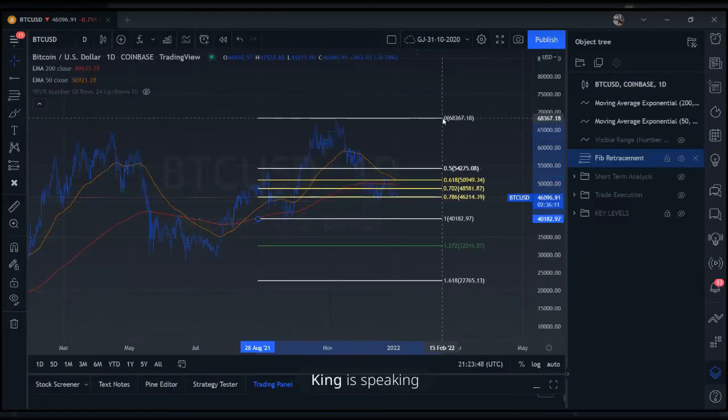But yeah, so 50 is just the halfway of the swing. 61.8 to 78.6 is a deep retracement, and then obviously that's the return to 0, and these are extension levels. So you have your fib. Let's say you used it for this swing here.